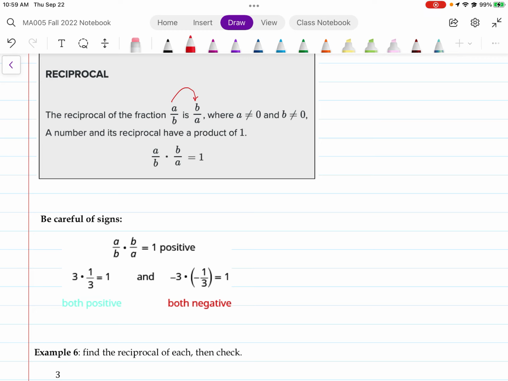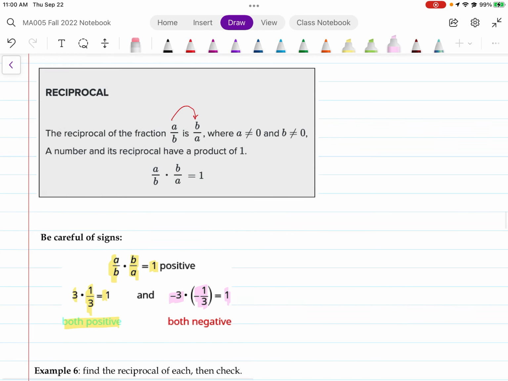The sign stays the same, all right? So a over b times b over a is 1. 3 times 1/3 is 1. They both are positive. But if you start with -3, your reciprocal is also negative, so that when you multiply them together, it's 1, not -1. Okay, so if you take the reciprocal of a negative number, it must also be negative, as I showed there. Okay, they're both negative.